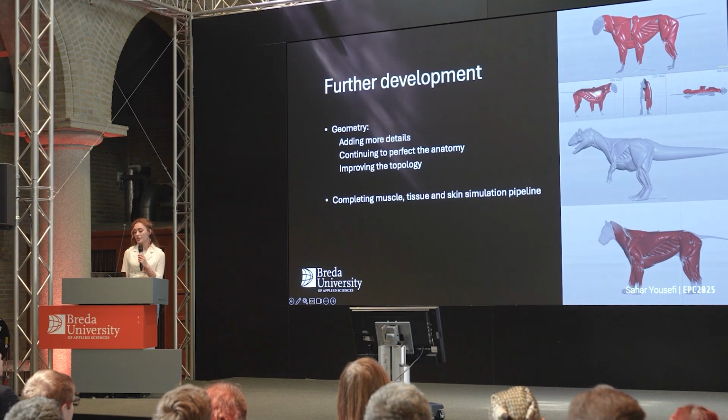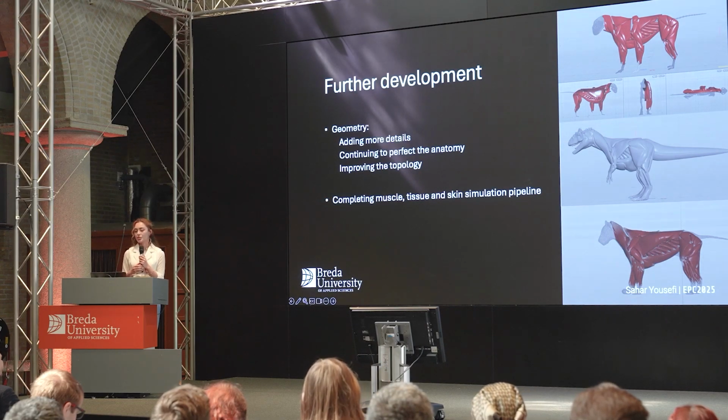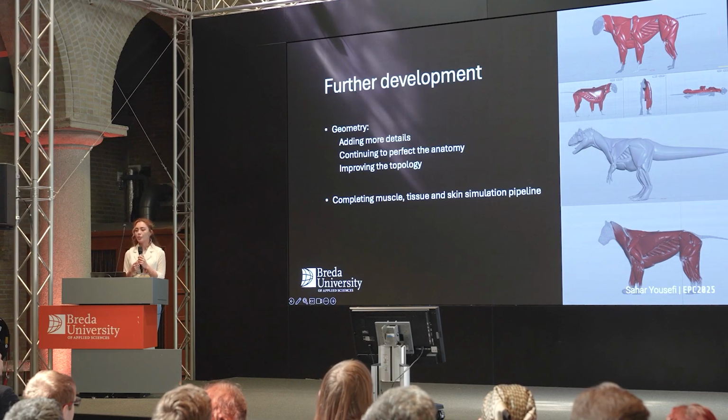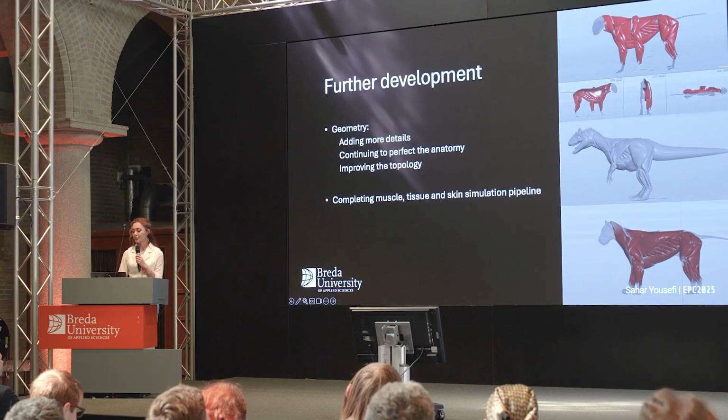So moving on, I see this project as something that can be endlessly improved, so I'm planning to continue working on this. I have added features such as adding multiple limbs to the animals, but I want to add more details like that. I want to continue to perfect the anatomy. Right now, it works really well for mammals, but as you can see here, it's not really working for lizard type of animals. I also want to improve the topology, and I will continue working on simulation as well.